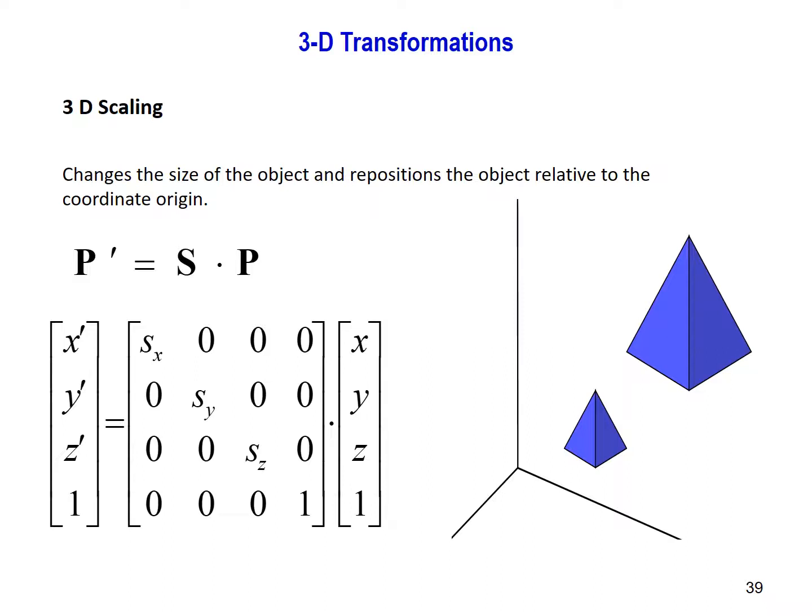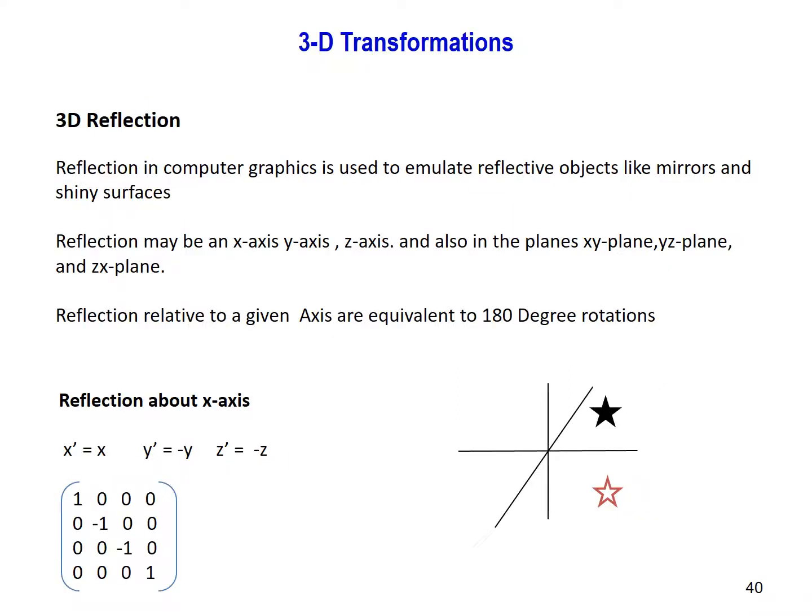3D scaling changes the size of the object and repositions the object relative to the coordinate origin. The 3D scaling transformation matrix is represented as Sx 0 0 0, 0 Sy 0 0, 0 0 Sz 0, 0 0 0 1.